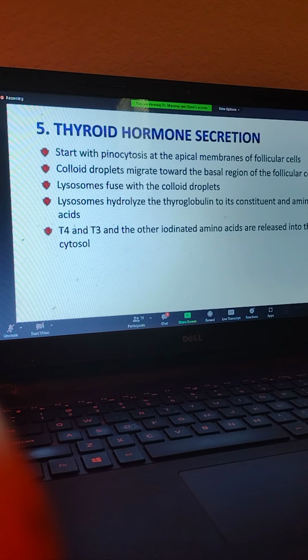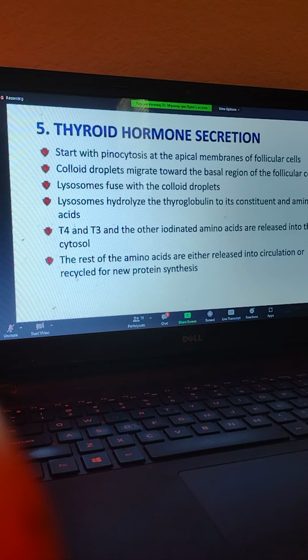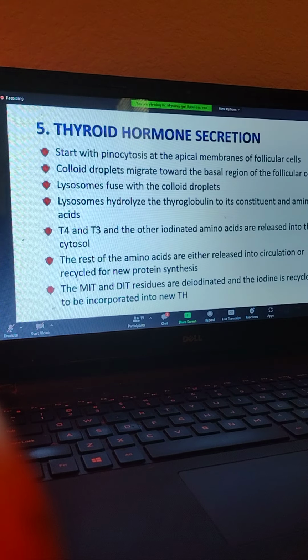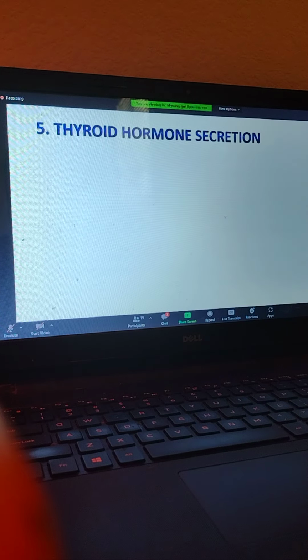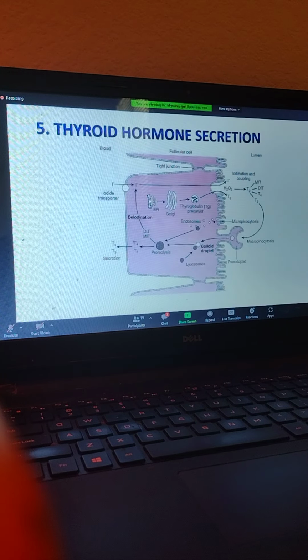T3, T4, and other iodinated amino acids can be released into the cytosol now, right, because of the lysosome. And then they're going to go to the circulation, and some other amino acids can be recycled, and even some of the iodide can be recycled for the next thyroglobulin synthesis, those kinds of things. So let me use this to summarize it.